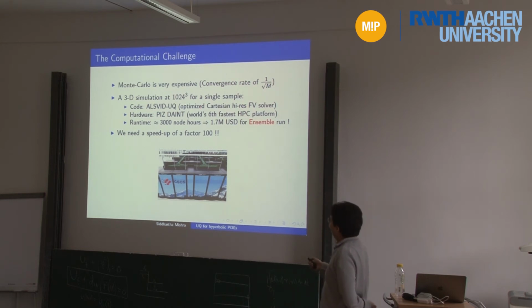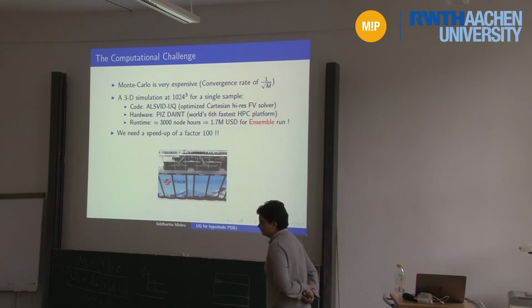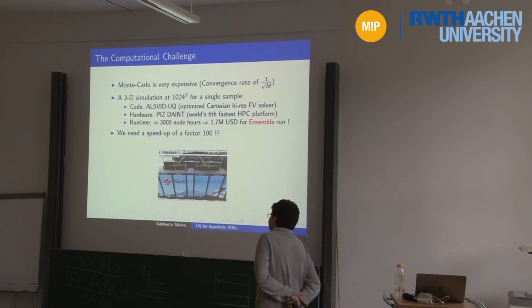For 10 years now, starting in Oslo, where I met Håkon, almost 15 years, we have been developing this code. It's a very good Cartesian grid, finite volume, high resolution solver. And the hardware is this one, Piz Daint, which is the most powerful supercomputer in Europe. It's the world's 6th fastest computer. And even on that, a single sample takes 3000 node hours.